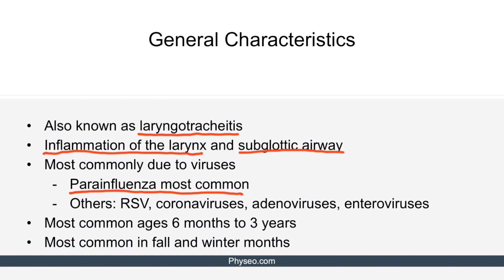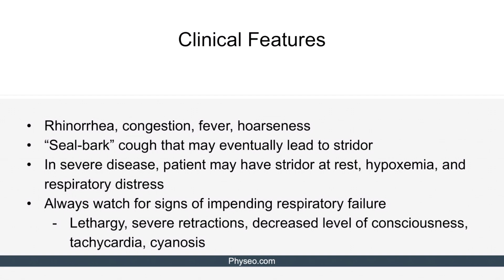This upper respiratory pathology is most common in children, typically in the age range from 6 months to 3 years. It's also more common in the fall and winter months. Some non-specific clinical features of croup are those associated with most upper respiratory infections, including rhinorrhea, congestion, fever, and hoarseness. Patients may also have a more unique seal bark cough that is classically described in croup. This cough can eventually progress to stridor.